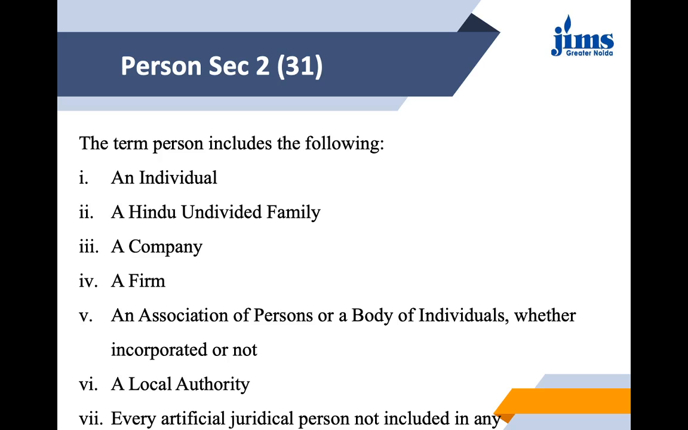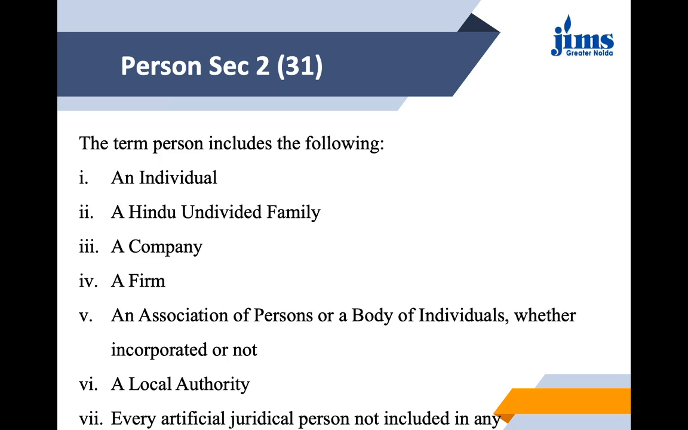The last 3 categories are a bit new for you. Let me try and clarify it for you. Fifth is an association of persons or body of individuals, whether it is incorporated or not. It is not mandatory that it is registered with some government body or not. It can be registered, it can be unregistered. So let us see what the difference between these two is.